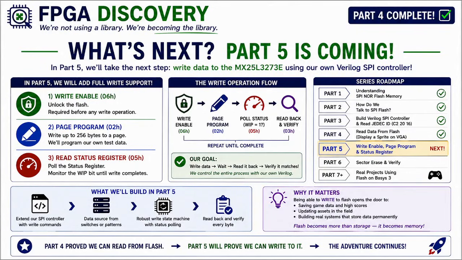Once it finishes, we'll read the data back using the same read command we used in part 4 and verify that what we stored is exactly what we get back. So our complete sequence will be write enable, page program, poll the status register, read the data back, and verify it. Part 4 proved that we can read useful data from the flash. In part 5, we're going to prove that we can write to it. I'll see you in part 5.